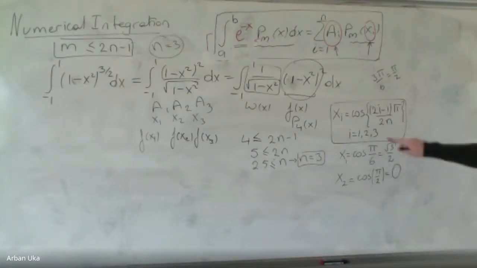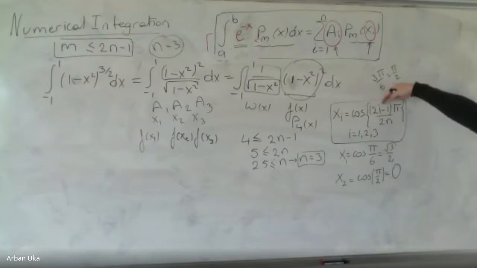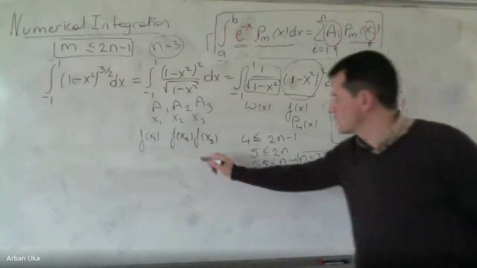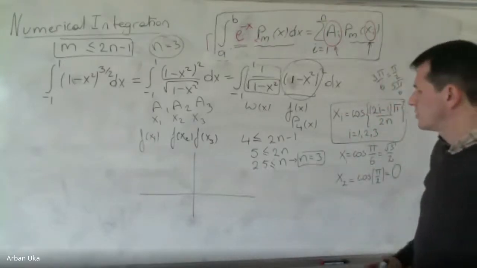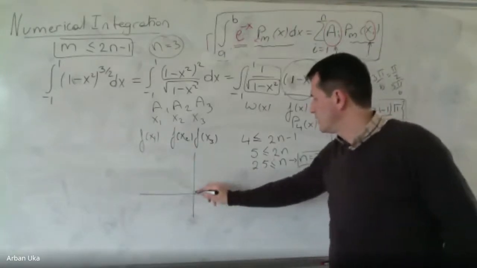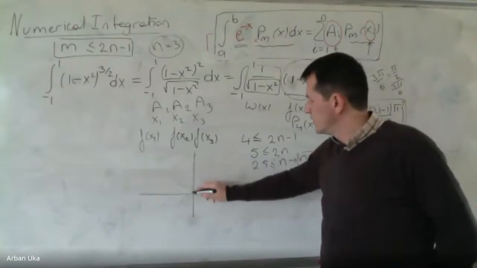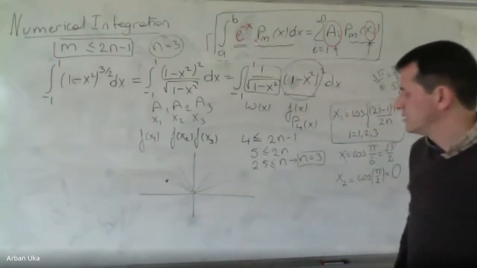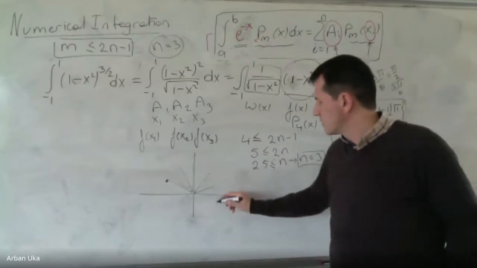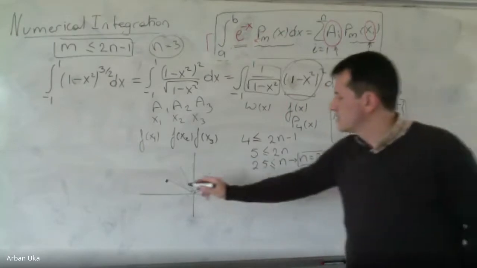It's 0. 3, 2 times 3 is 6, minus 1, 5. 5 pi over 6. What is cosine of 5 pi over 6? Let's have a look here. Pi over 6 is like 30 degrees. So we have here 1, 2, 3, 4, 5. So we're looking at the cosine. This is cosine of 5 pi over 6. This is a negative value.